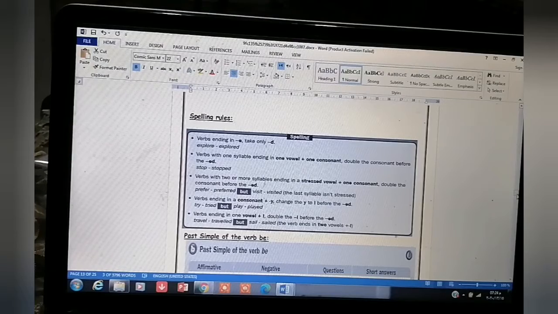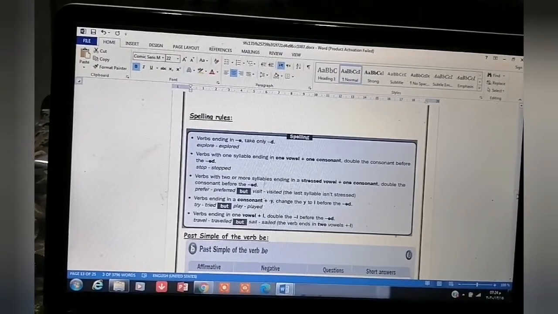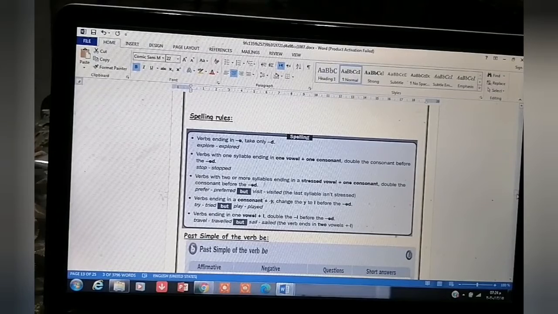We have some words that are irregular, okay? Number 6, verbs ending in one vowel. Now we have the verbs ending in one vowel plus L, double the L before the ed, which is travel, traveled. Sail, sailed. The verb ends in 2 vowels plus L, okay? Sail, sailed.